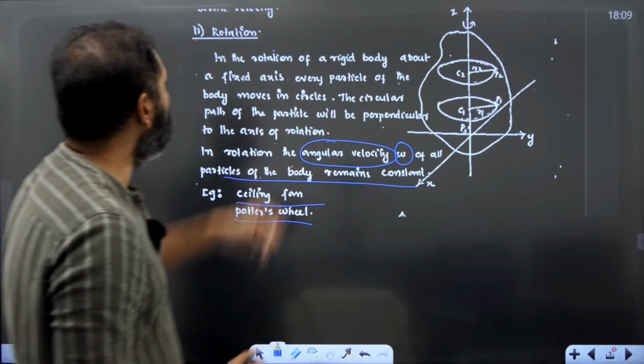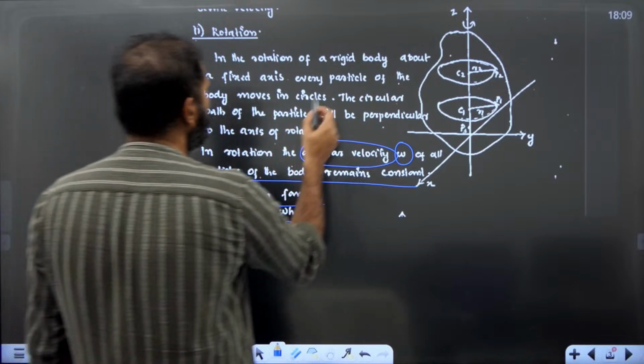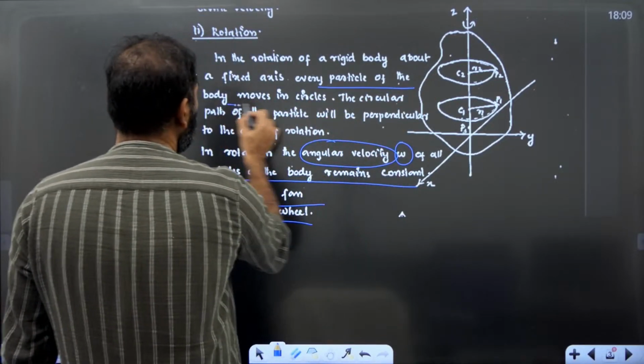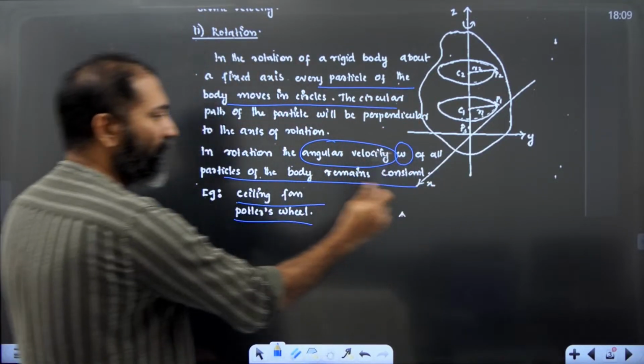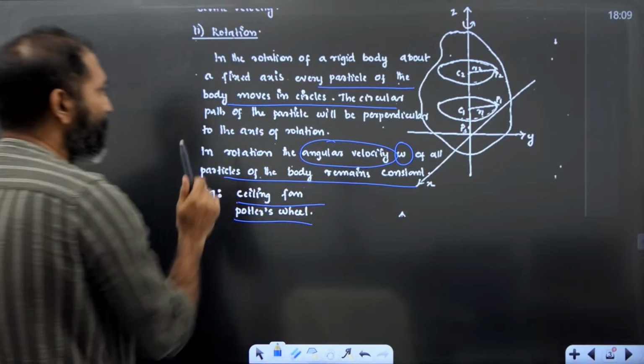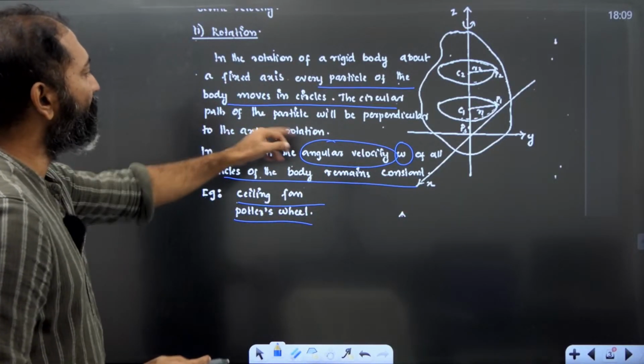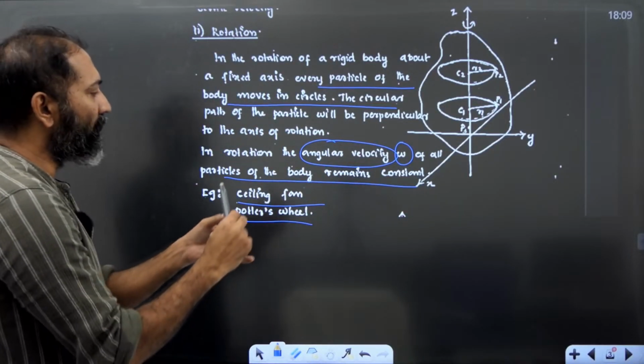So that is the reason why, in the rotation of a rigid body about a fixed axis, every particle of the body moves in circles. Every particle of the body moves in circles.